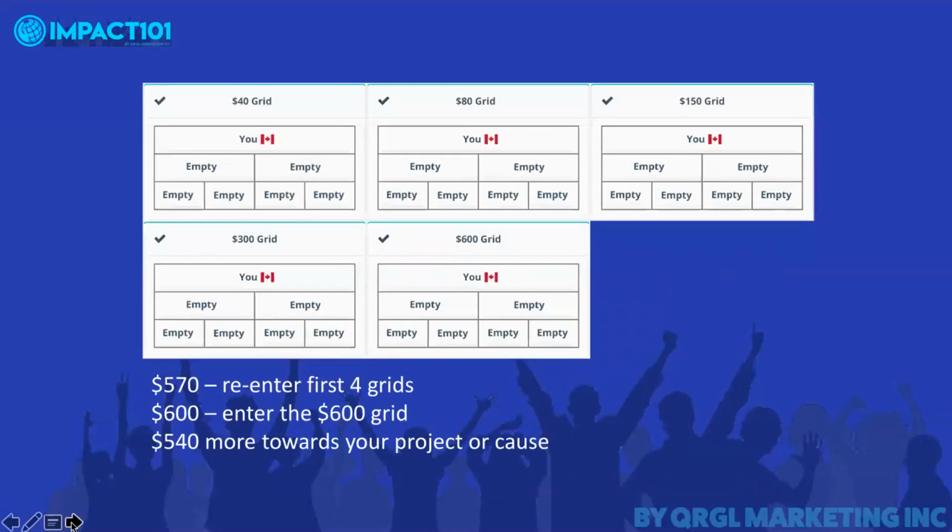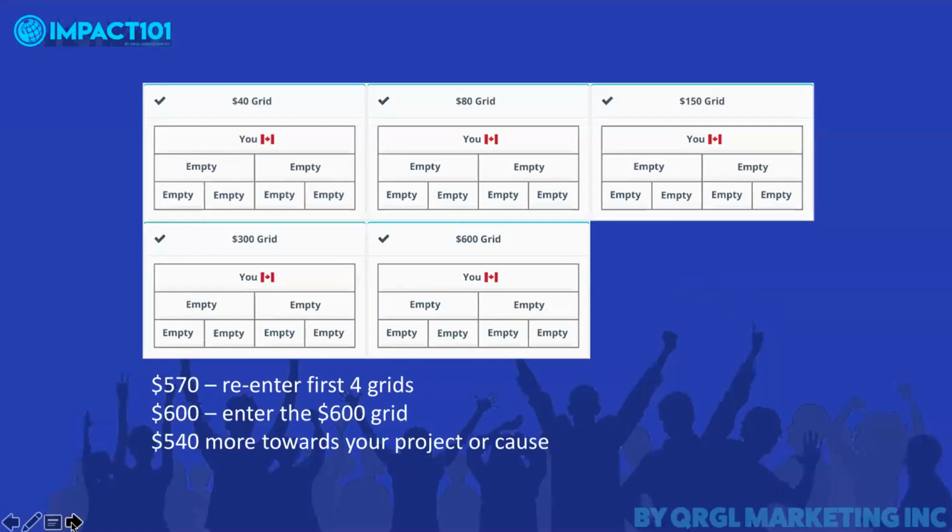Take 570 of the 1,710 and re-enter the first 4 grids. You want to keep receiving donations there. Take 600 of the 1,710 and use it to enter the $600 grid. That opens up a whole new donation stream for you where you can now start receiving $300 donations. That leaves 540 more to put towards whatever you're raising funds for, and you now have 5 donation streams to be able to receive donations in.